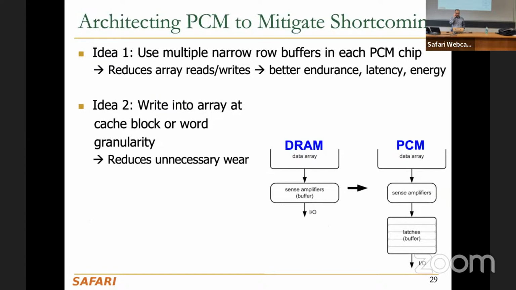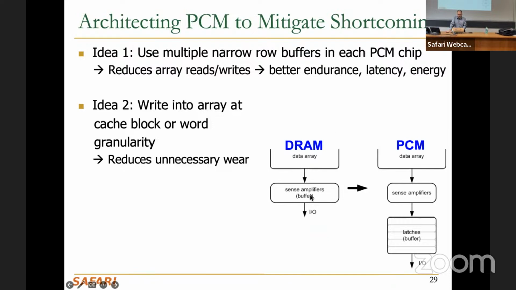And we look into it. So this paper has discussed different ideas that we don't have time to look into, but I'm only going to showcase 2 ideas of that paper. The first idea is that we can use multiple narrow row buffers in each PCM chip.